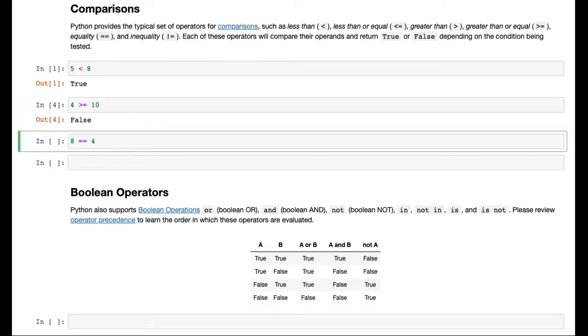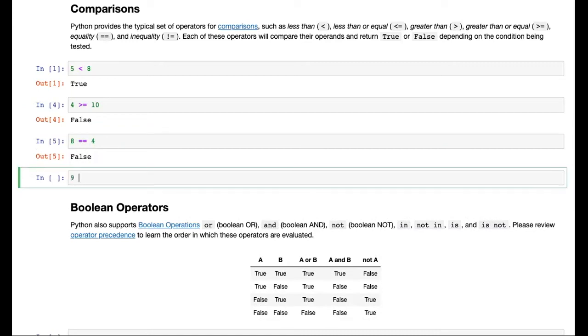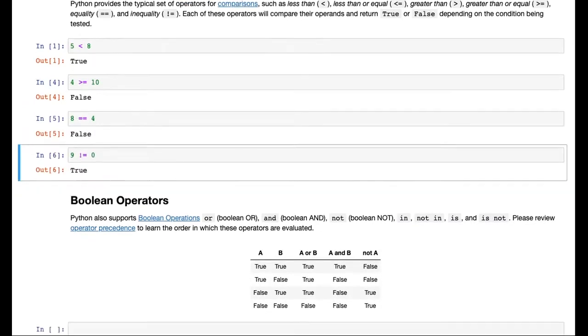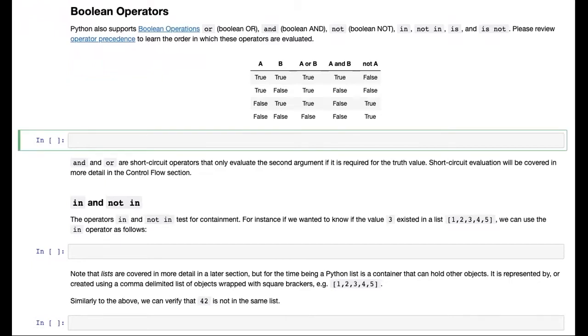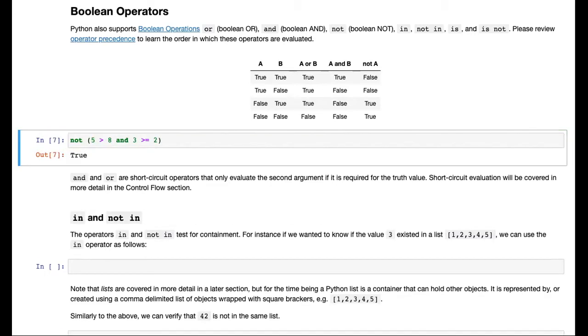Likewise, the equals operator and the not equals operator must not include any spaces. Python also includes operators for boolean and, or, and not. But unlike several popular languages, Python has opted to use the English words for these operators rather than the typical set of symbols. This is actually quite nice because it can help make your code much more readable. So for example, we can write not, and then in parentheses, 5 greater than 8, and 3 greater than or equal to 2. And when we run the block, we get back true.